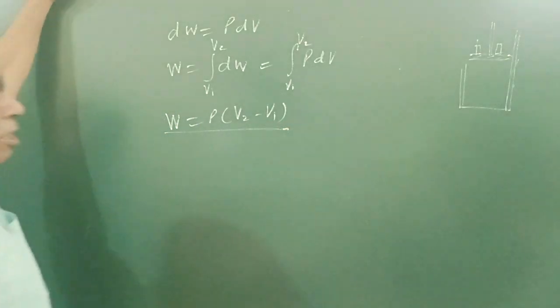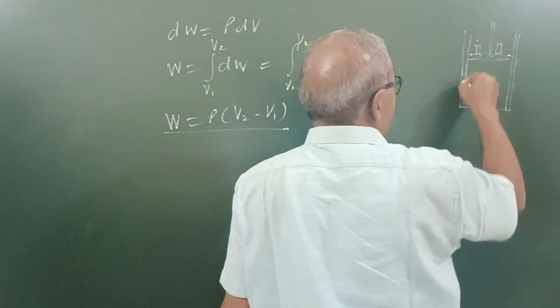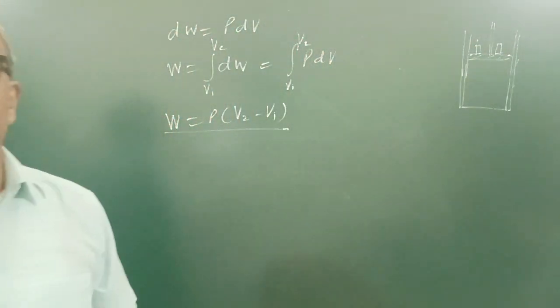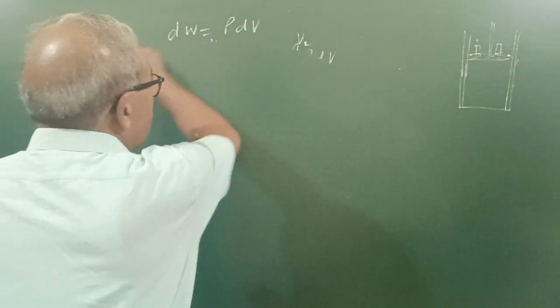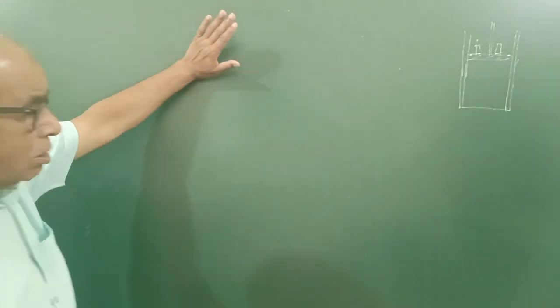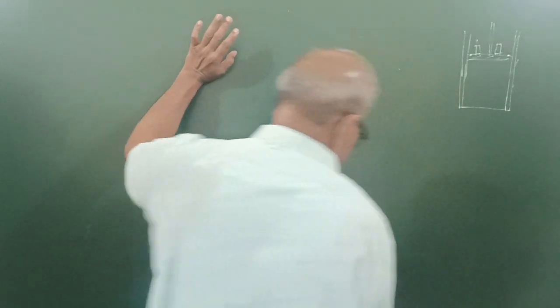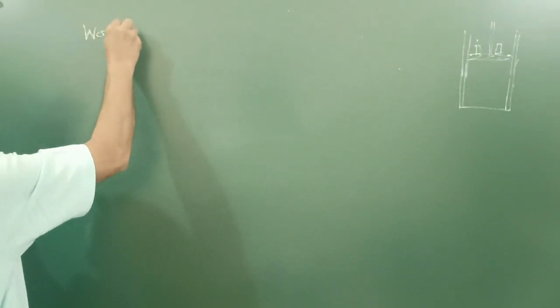But during any expansion or compression of a thermal system, pressure generally does not remain constant, it keeps on varying. Then how do we calculate work done? The basic method is this integration. We will be following this. Now, work done from the PV graph.